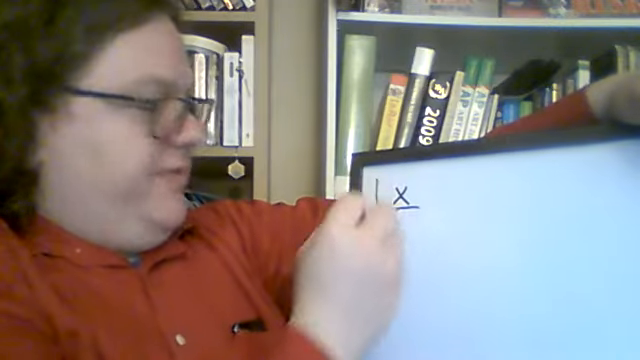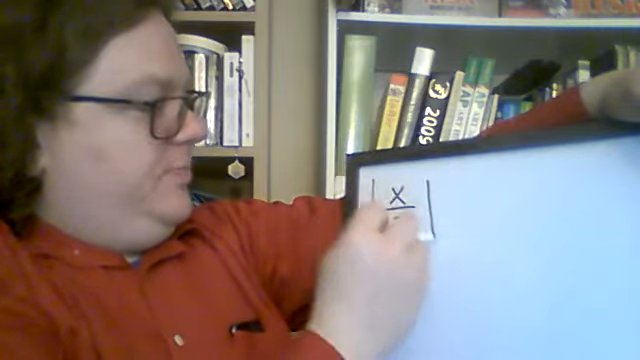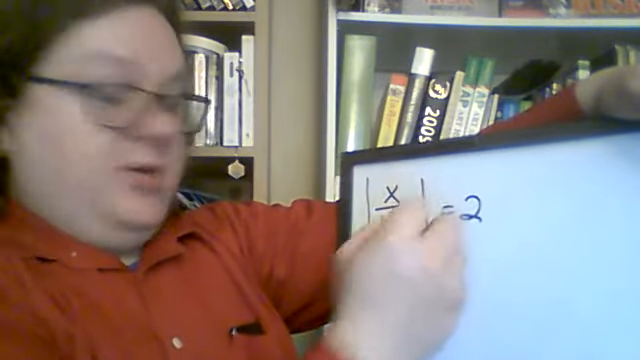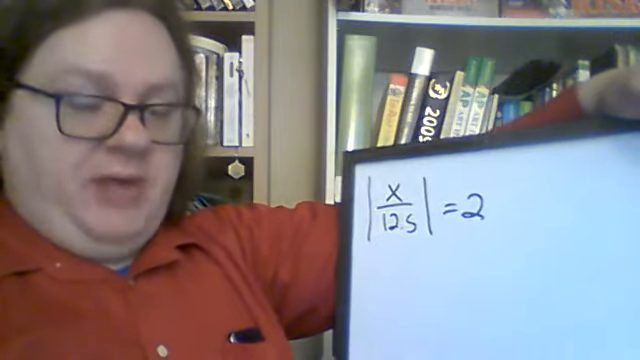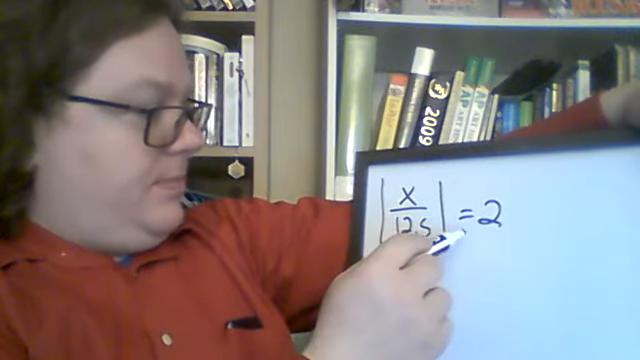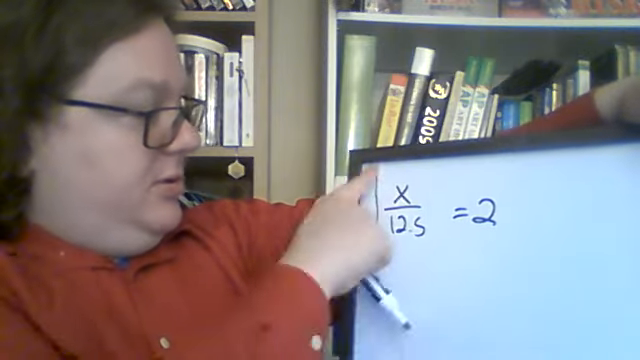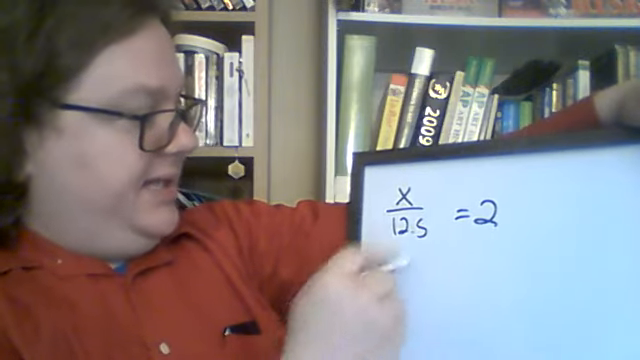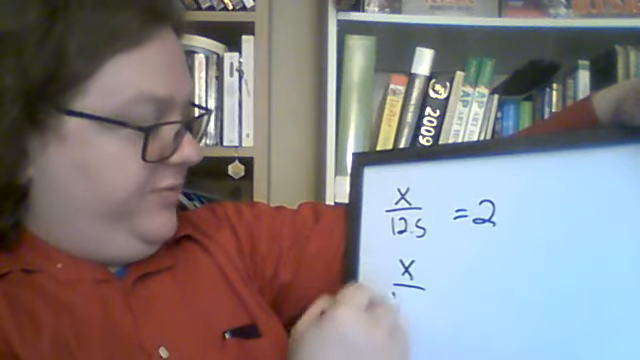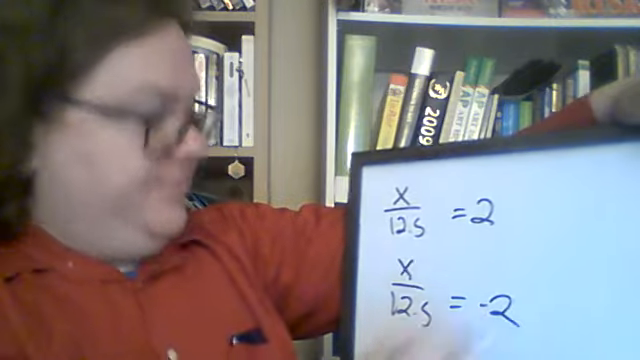The absolute value of x over 12.5 equals 2. I don't like fractions and I don't like decimals, and they put them both in the same problem because they hate me. So we're going to get rid of the bars for a second. We're going to say that that is equal to 2, and then we're going to do a second one, x over 12.5, and set it equal to negative 2.